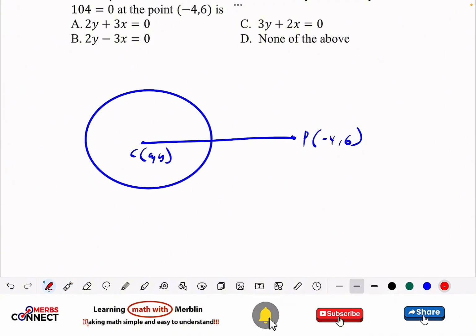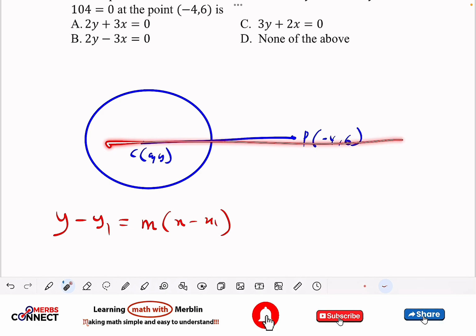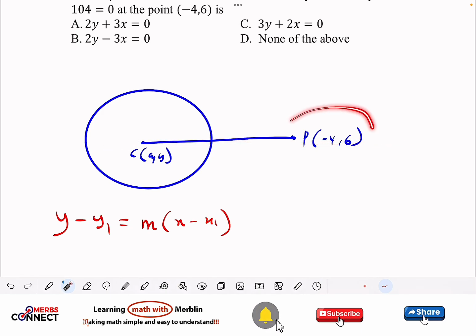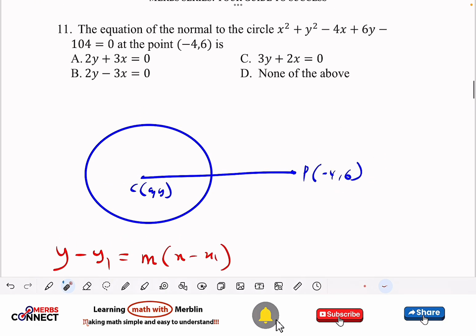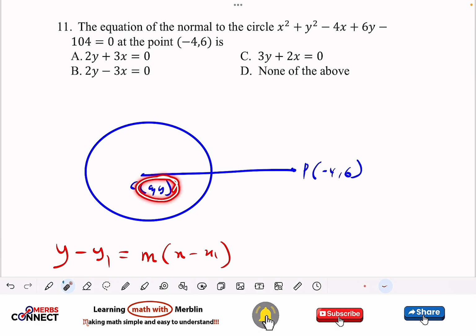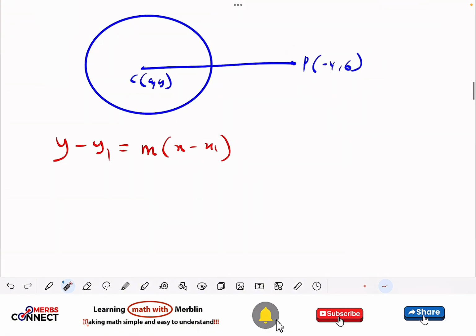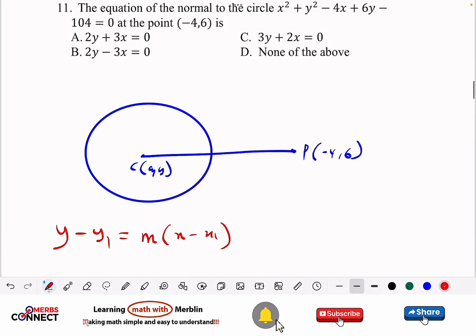So the equation of the normal to a circle is going to be y minus y1 equal to the slope times x minus x1. Because the center and the point are on the same line, we find the center, use the center to get the slope, and then we just do that. So I'm going to have y minus 6 equal to m times x plus 4. So now let's do that.